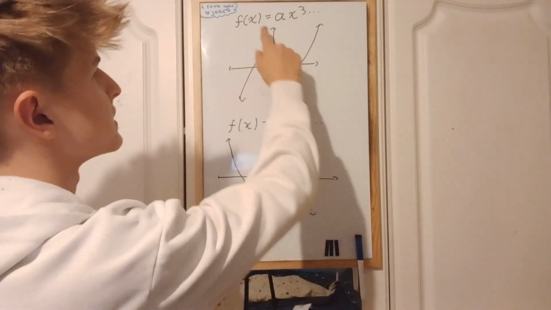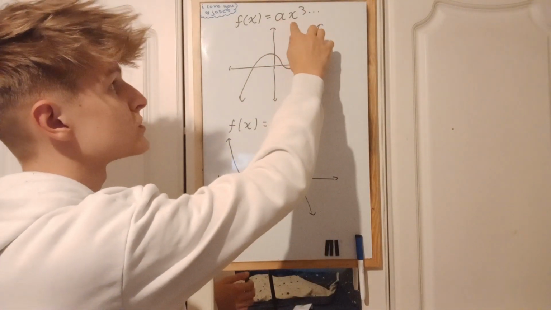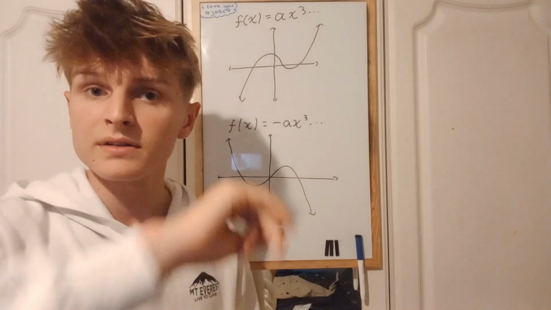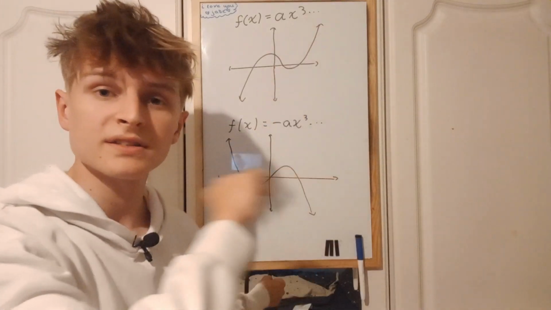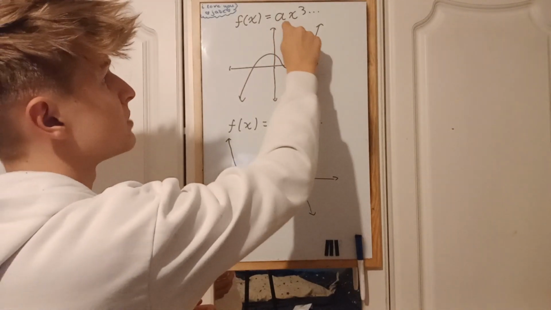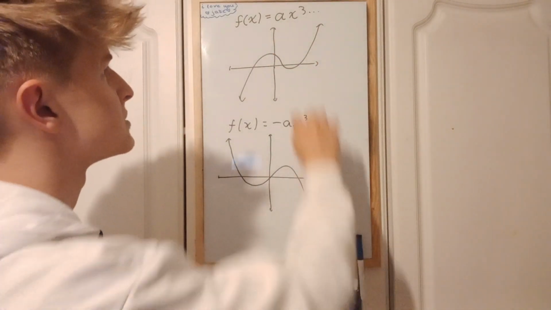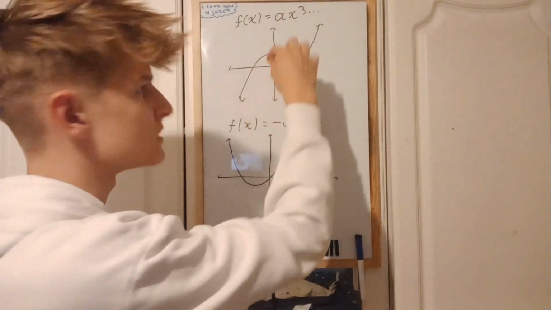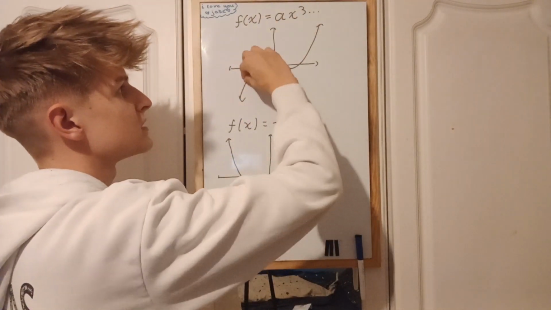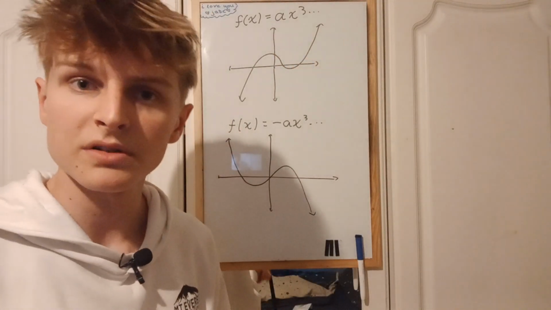Now, the first case for what your cubic function may look like is when you have a positive coefficient in front of your cubic term. The reason I put a dot dot dot here is it doesn't matter for the rest of your cubic. It is entirely determined by the sign of the coefficient of your x cubed term. If it's positive, then it comes from the bottom left, swoops all the way up, does a little turn around, and then swoops back up to the top right. That's the case for the positive coefficient.